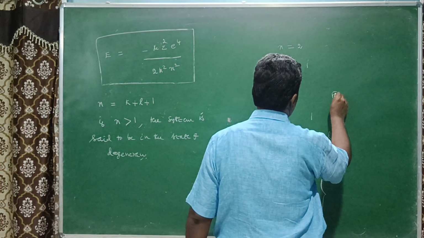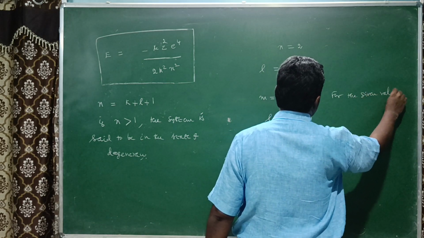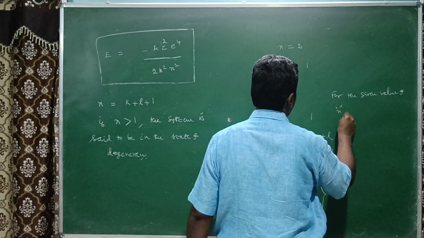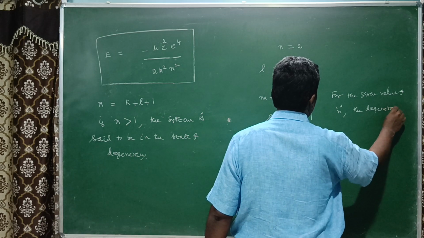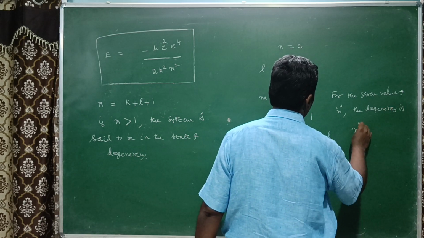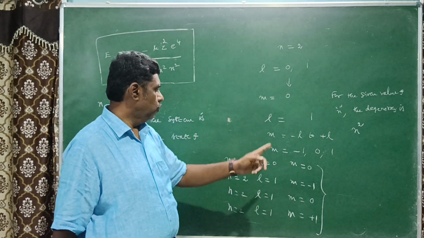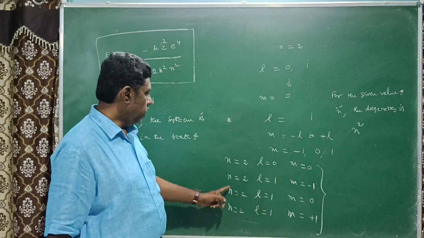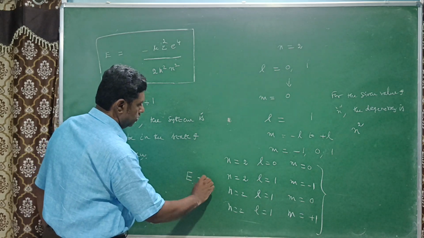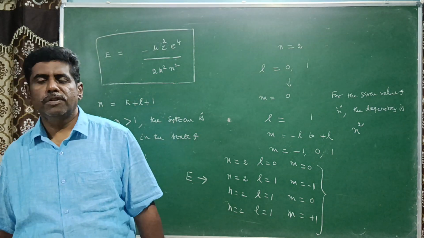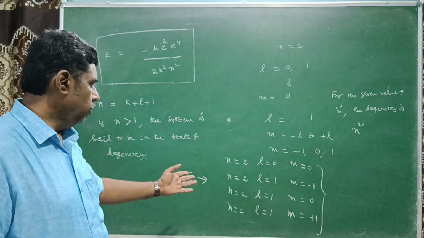For the given value of n, the degeneracy is n square. Here the value of n is equal to 2, the degeneracy is fourfold. These four eigenstates are corresponding to single energy level E. Then only we can say the system is said to be in the state of degeneracy. With the help of an energy level diagram, we can do this.